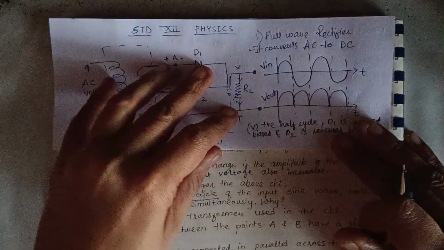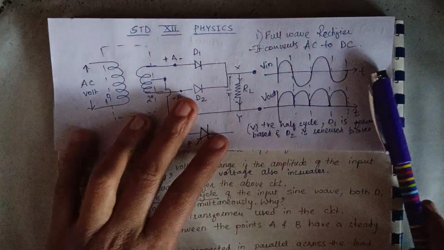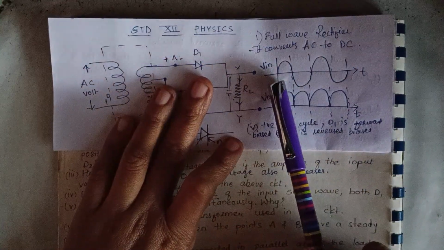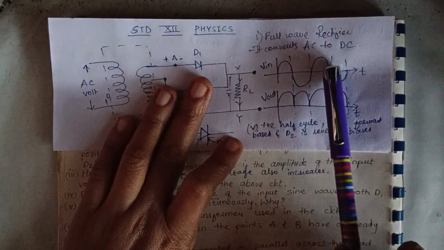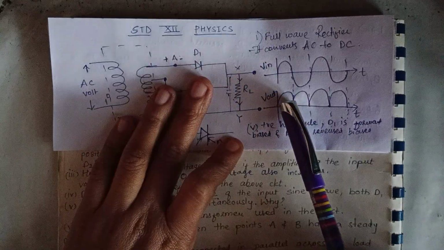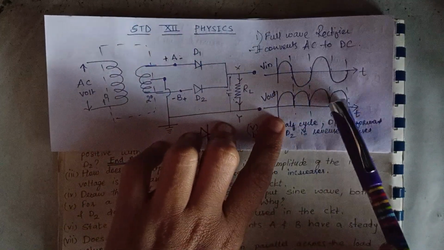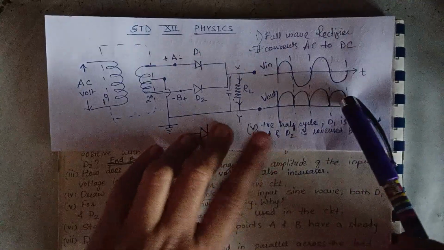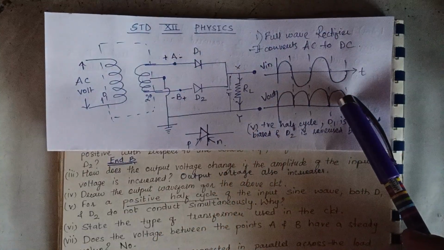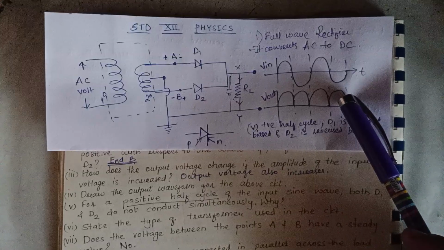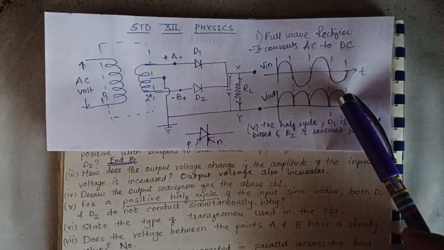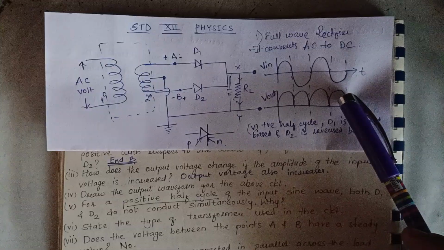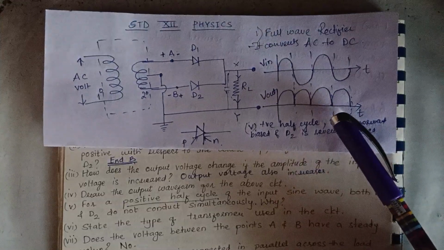Now there is one more thing I want to add here. When you look at the input, this is positive half cycle, this is negative half cycle, again positive, again negative. But for the output, you will get the positive value only. This is because of the direction of the current through RL. For both the half cycles, it flows from right to left. The output during both the half cycles will be of the same nature.